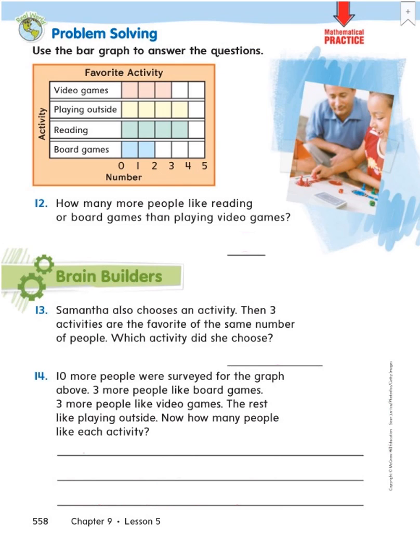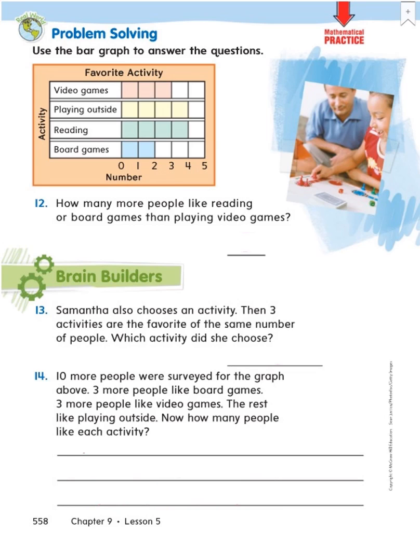Okay, page 558. Use the bar graph to answer the questions. The bar graph is all finished for us. All we're doing is analyzing it. We're trying to get some information. How many more people like reading or board games than playing video games? It's kind of a long question.